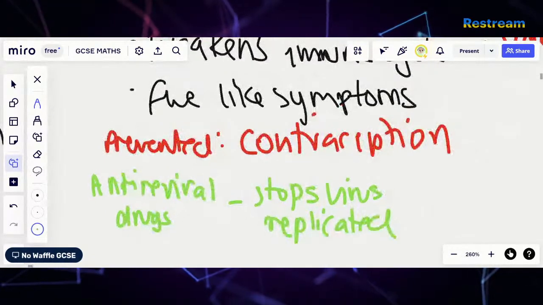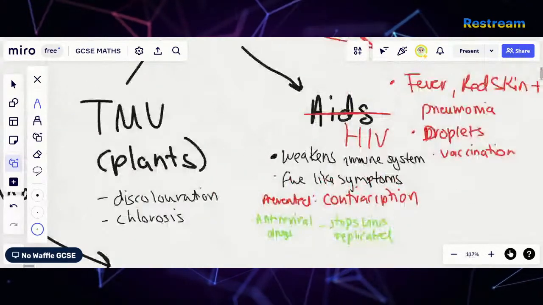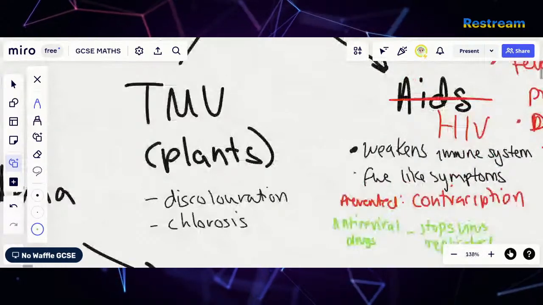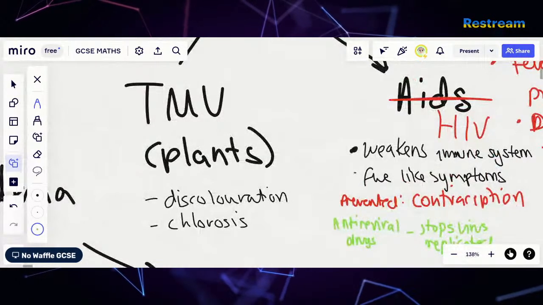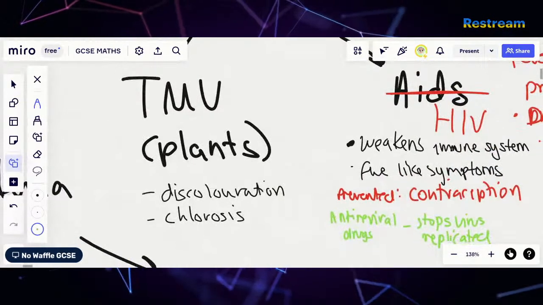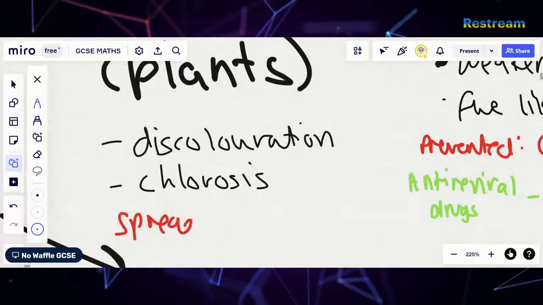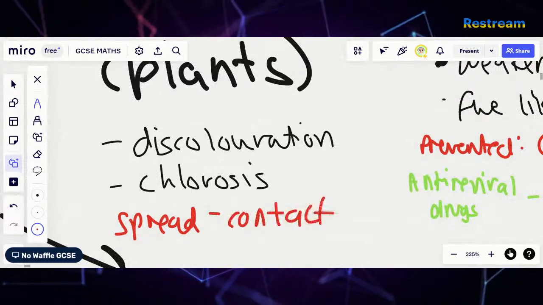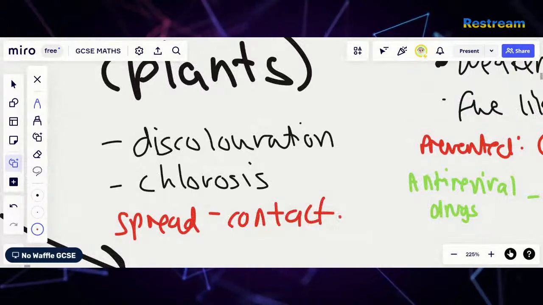And finally, we have tobacco mosaic virus, which is for plants, as we said. And what happens is it causes the discoloration of leaves, which can lead to chlorosis and reduce photosynthesis. It's spread, because we didn't talk about how it's spread. It's spread via contact of plants, and the insects also act as vectors.